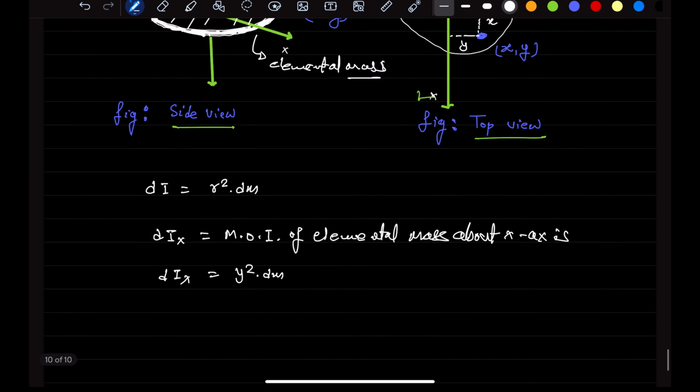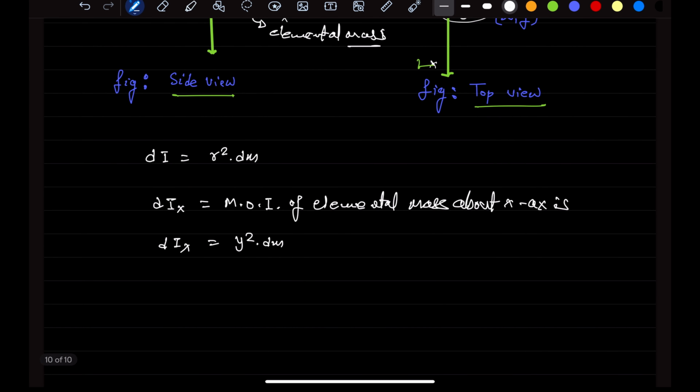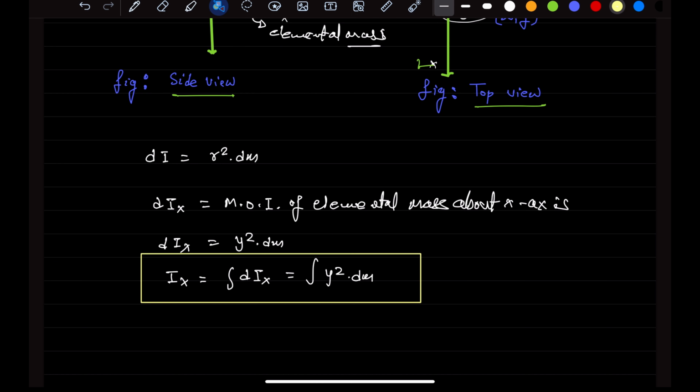And if I ask you what is the total moment of inertia about the x-axis, Ix, you will say that is the integration of dIx, and that is the integration of y square dm. Because we are deriving the theorem, we are not going to put the limits or substitute the limits. Okay, we will keep it like this only. Let's call it equation 1. So this is our equation 1.